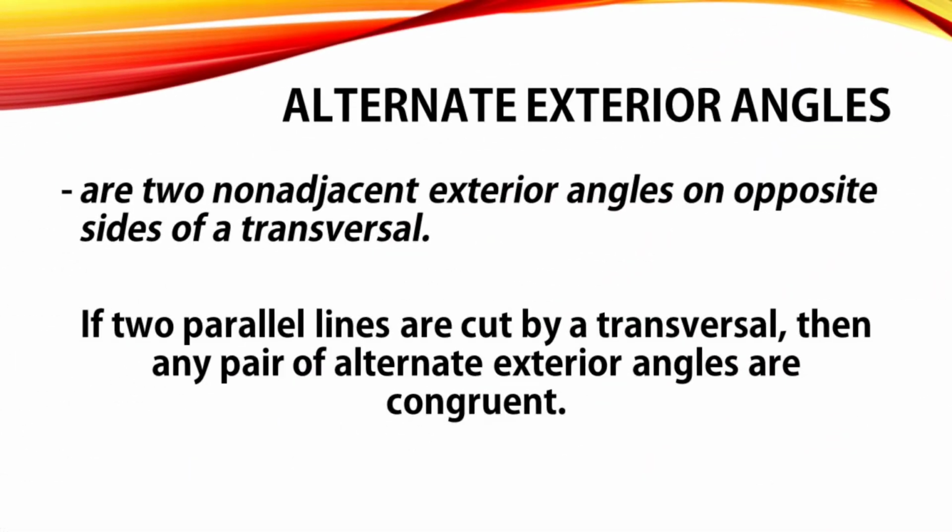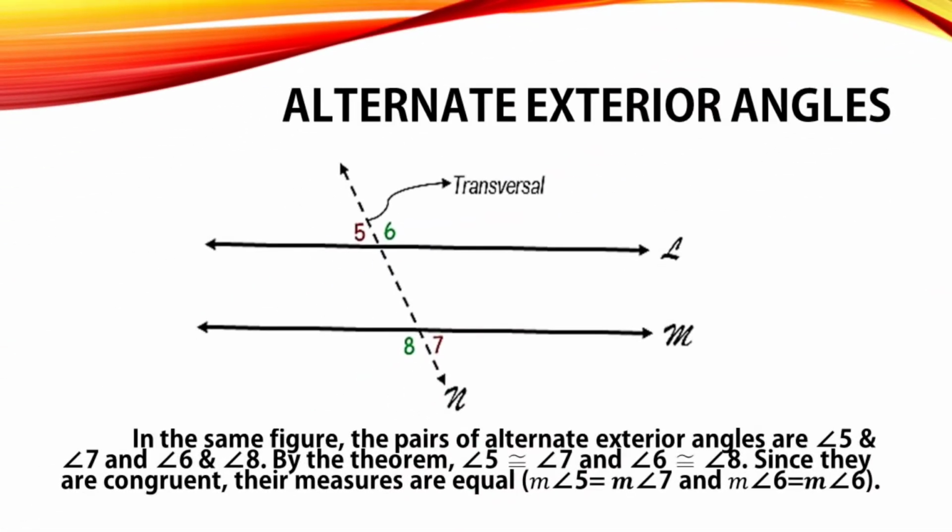Alternate exterior angles are two non-adjacent exterior angles on opposite sides of a transversal, which states that if two parallel lines are cut by a transversal, then any pair of alternate exterior angles are congruent. Let's examine this illustration. So we have the transversal, angles 5, 6, 7, and 8.